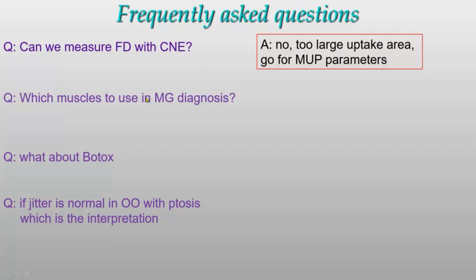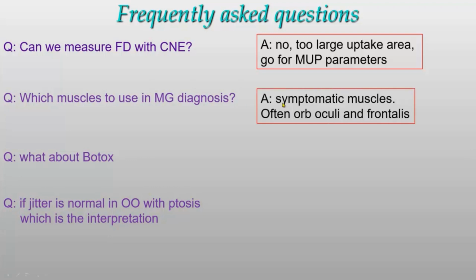Which muscle do you use for the diagnosis of myasthenia? Well, one should go for a symptomatic muscle. If we have a weak muscle or a fatigable muscle with normal jitter, that is not myasthenia. If we have weakness, then there must be impulse blocking, not only jitter, but also blocking. And if the jitter is normal, then it's not myasthenia. But otherwise, we often go to facial muscles, orbicularis oculi and frontalis, and they are equally sensitive to the abnormality.